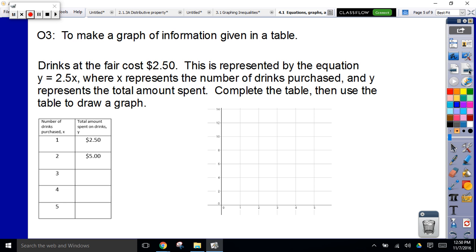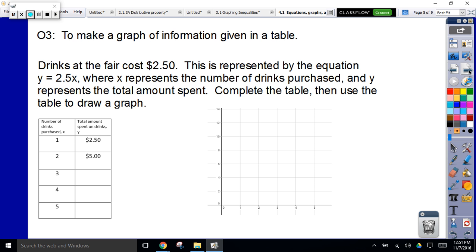Okay, let's look at objective 3: to make a graph of information that's already given to you in a table. And in some cases, you have to actually finish filling out the table. So we have drinks at the fair cost $2.50. This is represented by the equation y equals 2.5x. Does yours actually say 2.5x? No, it says 2x. Change it, it should say 2.5x. That was an error and I didn't remember if these were the old ones or the new ones.